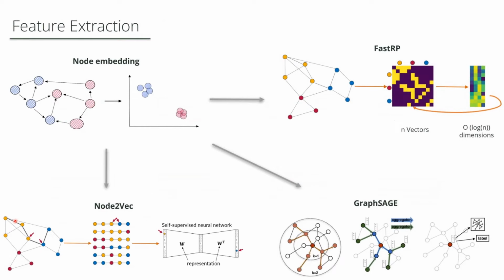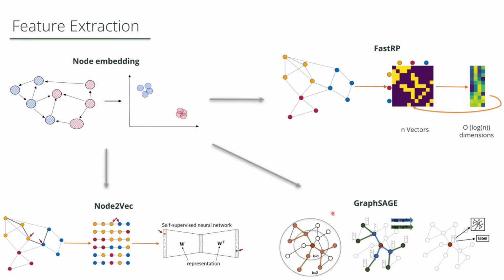So, for the feature extraction, we perform node embedding techniques. Node embedding is the process of transforming a node into a vector. Currently, Neo4j supports three types of node embeddings. FastRP is a random linear projection algorithm which projects n number of vectors of arbitrary dimension into a smaller number of dimensions and still approximately preserve pairwise distances among the points.